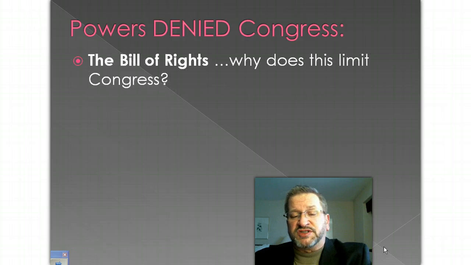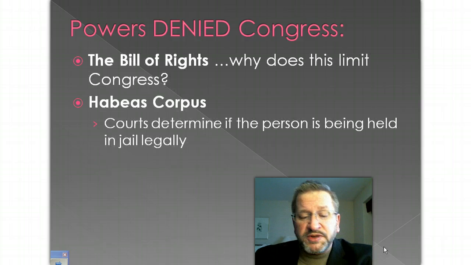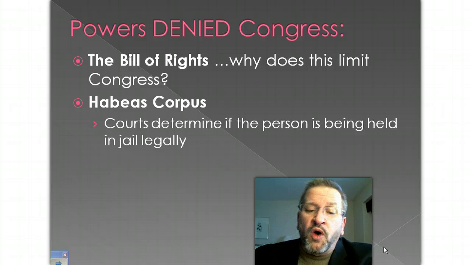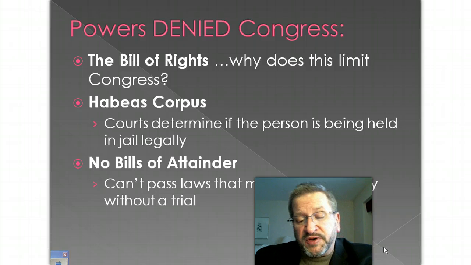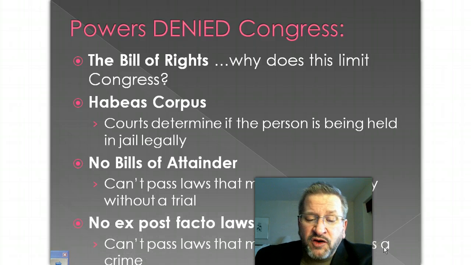The Bill of Rights limits the powers of Congress. Habeas corpus is required. You have to tell a person why you're putting them in jail. You can't have bills of attainder to make people guilty without a trial. And you can't go back and make somebody guilty of a crime that was committed before the law was passed.